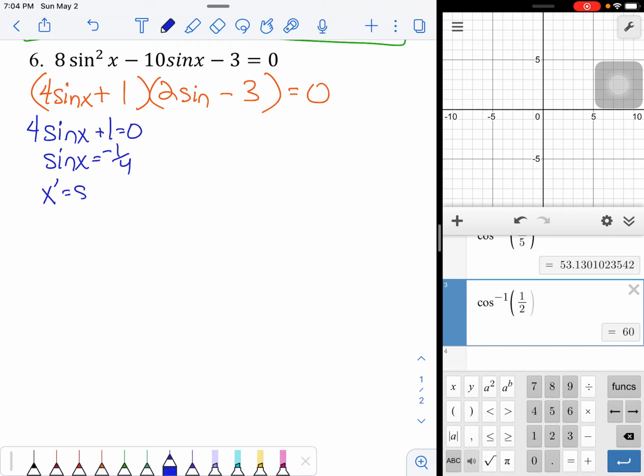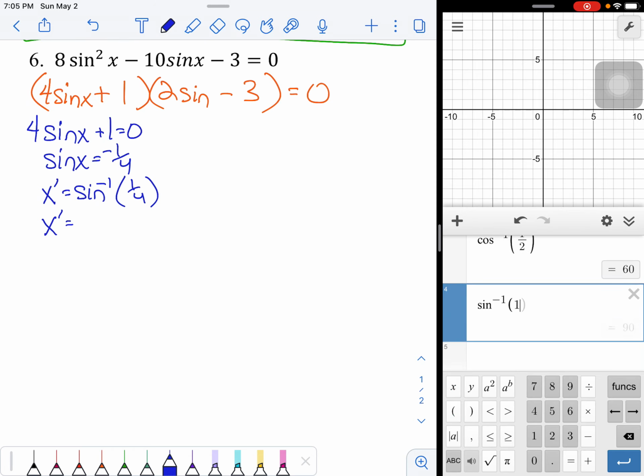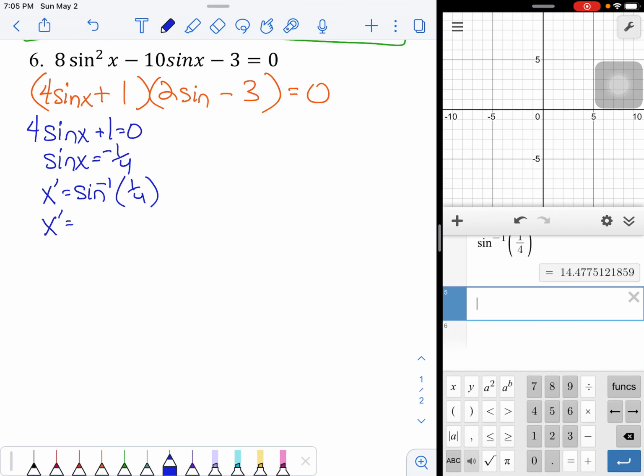So I'm going to do x prime is equal to the inverse sine of positive 1/4. I'll deal with the negatives with my quadrants. What I want to use is I want to get the reference angle here. So in Desmos, I'm going to go ahead and grab the inverse sine of 1/4, and that's 14.5 degrees. So I have a reference angle.